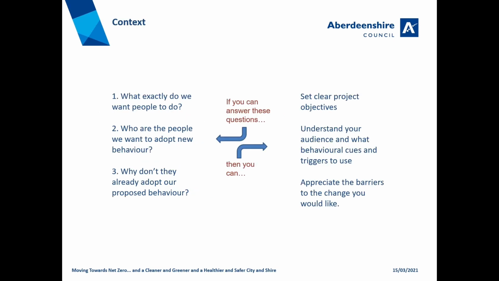When we're talking about behavior changes, we'll be asking three questions. One is, what exactly do we want people to do? The second one is, who are the people we want to adopt a new behavior? And the third one is, why don't they already adopt our proposed behavior? If we can answer these questions, then we can set clear objectives, we can understand our audience and what cues and triggers to use, and we will appreciate the barriers to the change we would like to see.